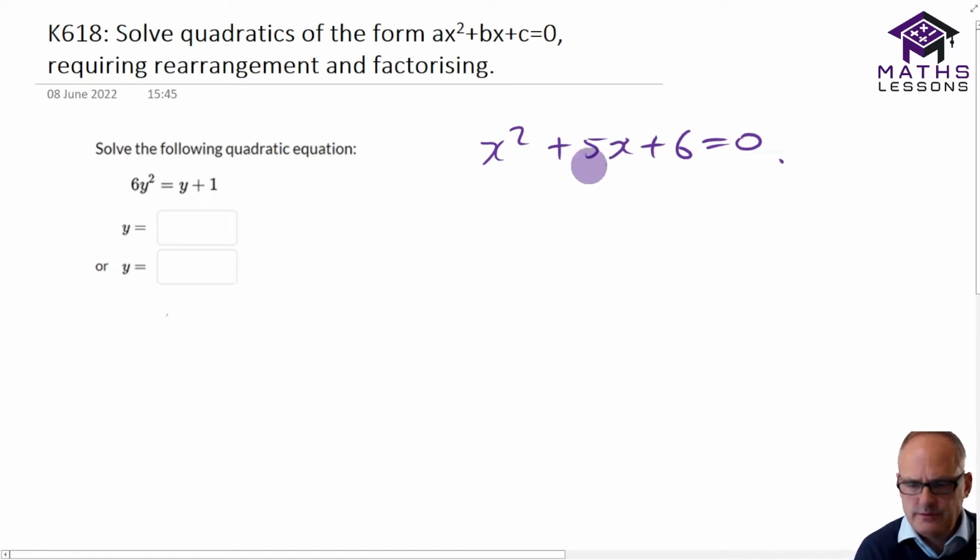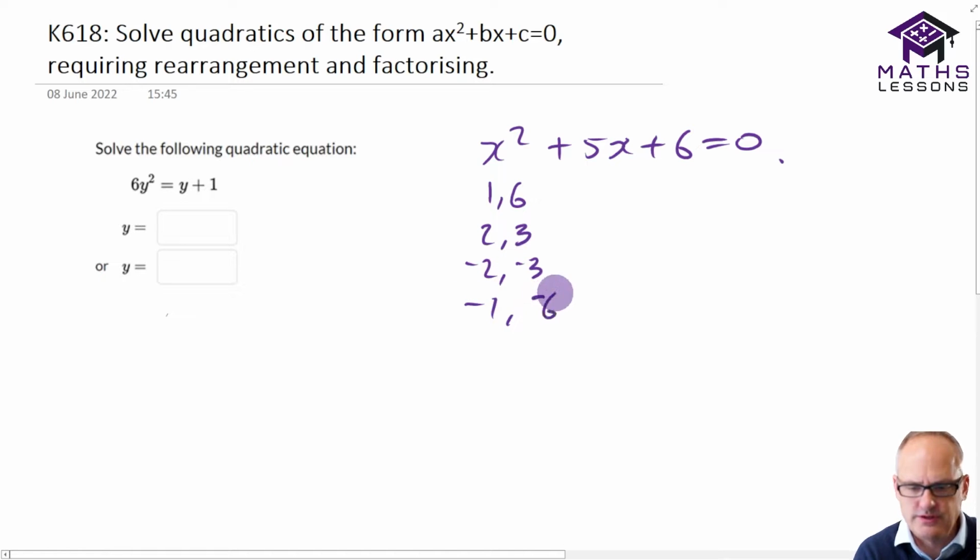And what we do to factorise this is we look at numbers that times together to give me 6 and add to give me the 5. And if you don't know this method, it's going to be really tricky for you to understand this method. So let's find two numbers that times together to give me 6. So I could have 1 and 6, or I could have 2 and 3. I could have -2 and -3, and I could have -1 and -6.